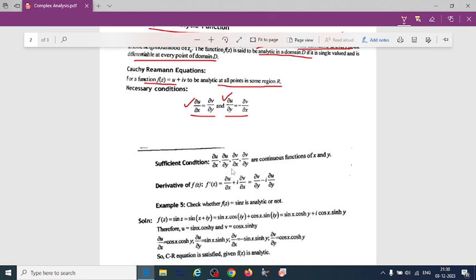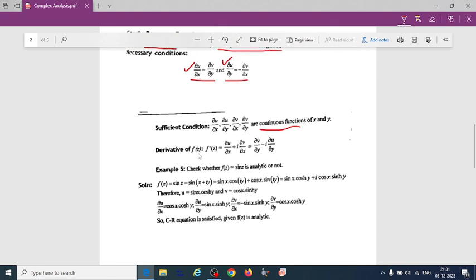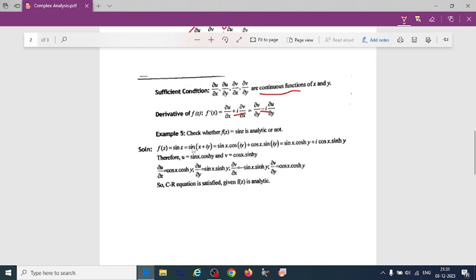And one more thing, these derivatives of u and v with respect to x and y must be continuous functions. And the derivative of f of z and its conjugate is given in terms of plus i and minus i. So these things you have to keep in mind. Let us take one example.